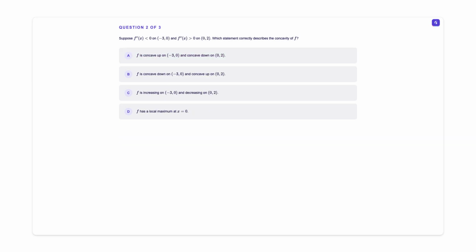Suppose the second derivative of f is negative from x equals -3 to x equals 0 and positive from x equals 0 to x equals 2. Which statement correctly describes the concavity of f?